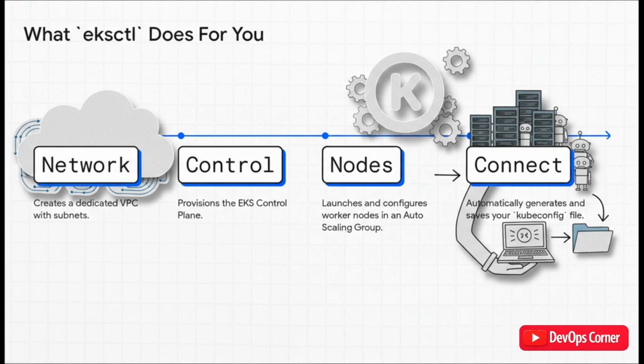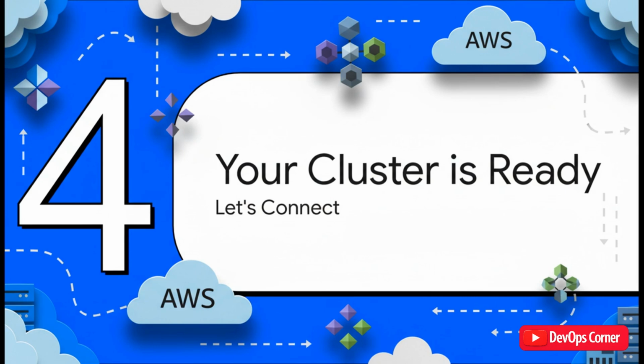So while you're off grabbing a coffee, what is eksctl actually doing for you behind the scenes? Well, it's basically your personal AWS robot. It's running through all those manual steps, creating the network, firing up the control plane, setting up an auto-scaling group for your worker nodes, and then, and this is my favorite part, it automatically creates and saves the kube-config file right on your machine so you can connect to your new cluster immediately. No fuss.